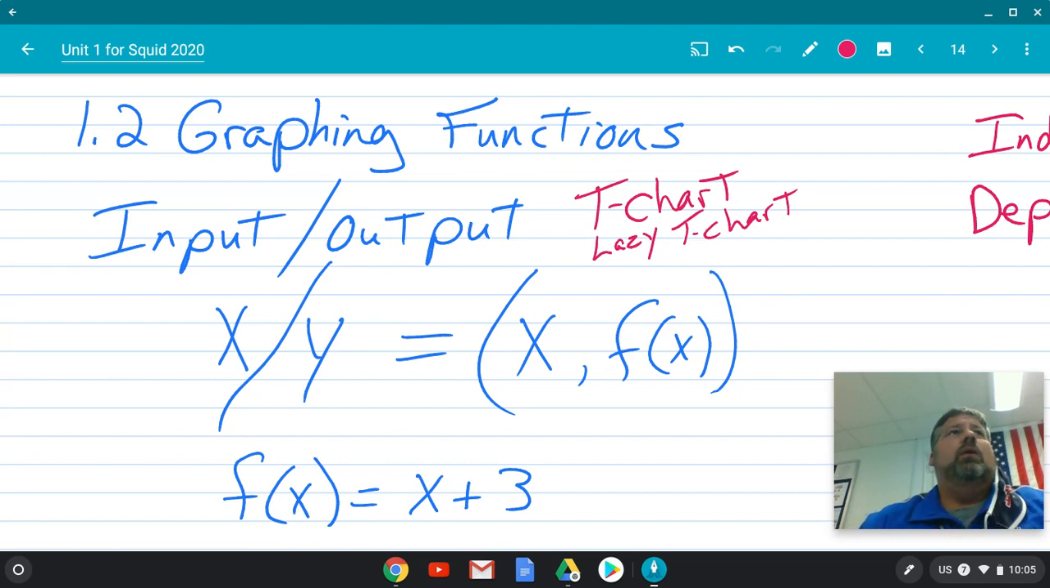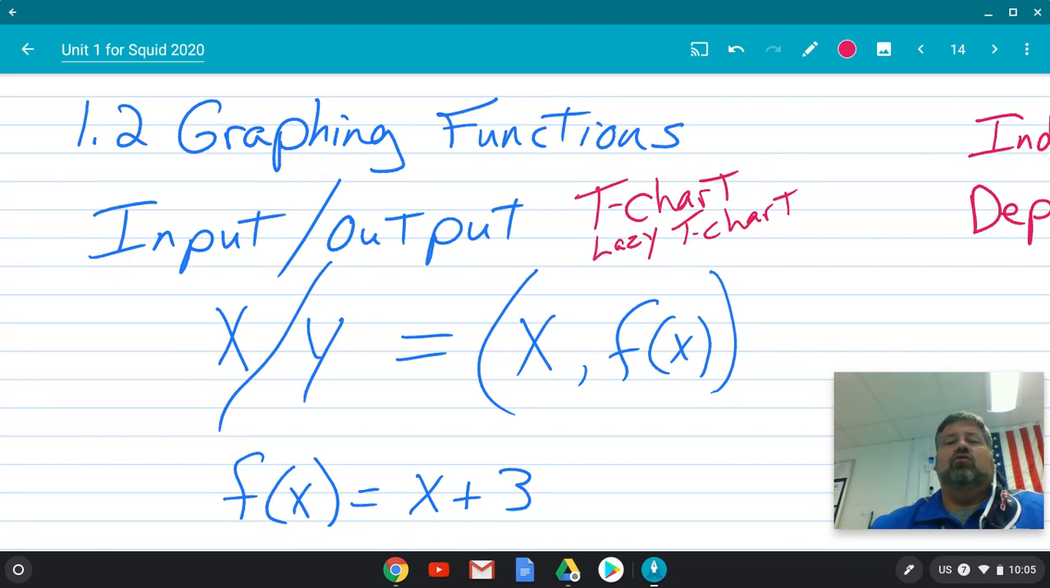Anyhow, we're talking about inputs and outputs. The whole reason we do a chart is so that we end up with sets of inputs and outputs, also known as coordinates or ordered pairs. And then once we have a bunch of those, we can plot them on a graph. Why would we want to do that? Why do we want to graph this stuff?